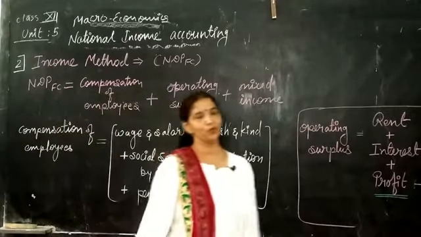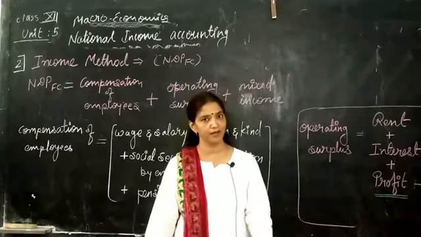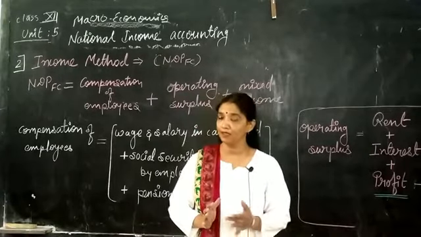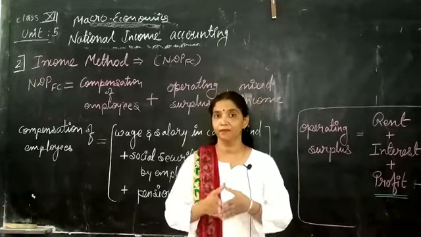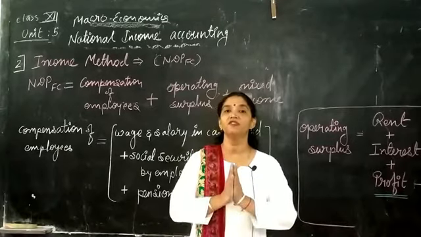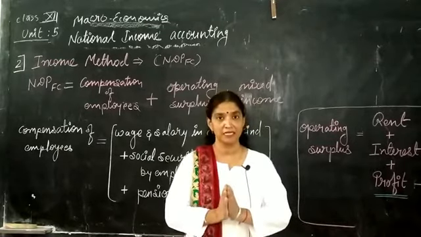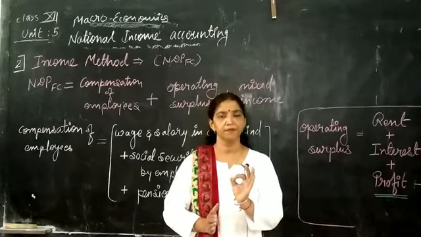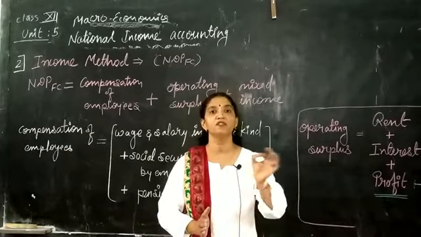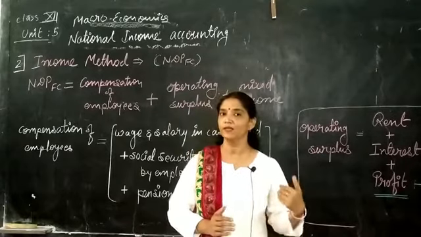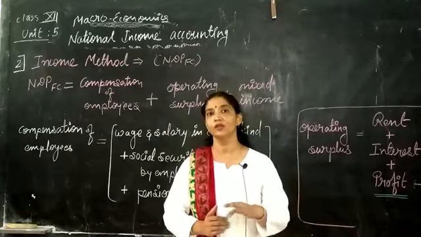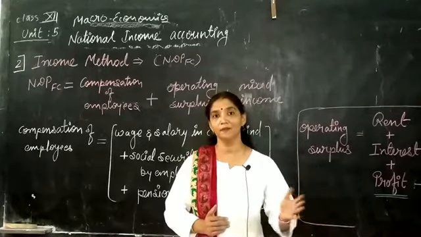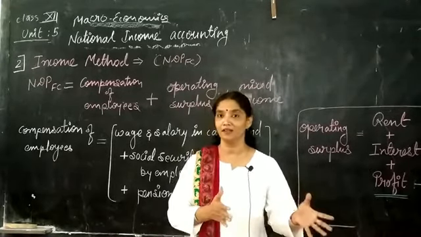In the previous video, we discussed the value added method, and this video is all about the income method. The income method gives the national income in terms of net domestic product at factor cost. This is the only method which gives the national income in terms of factor cost. That's why this method is also known as the factor income method. Why is this method known as the factor income method?